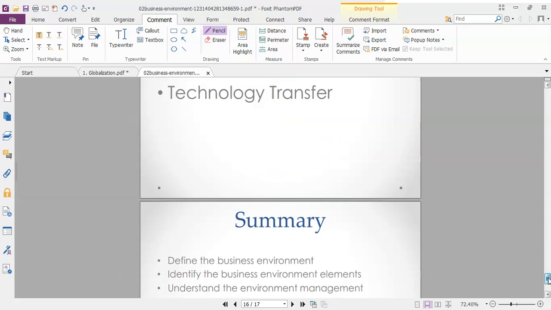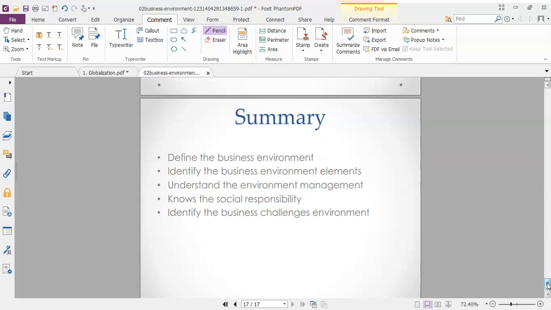So, summary. You already know the definition of the business environment. Identify the business environment elements and environment management, and then social responsibility and social challenges of the environment. Is there any question that you need to ask before we look at the video about the business environment? Is there any question first?